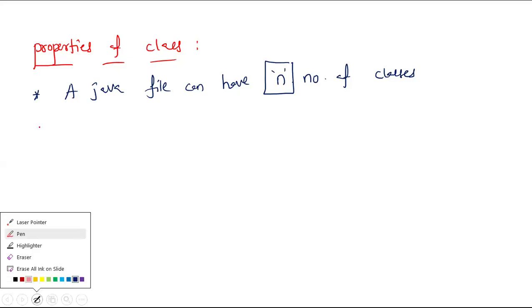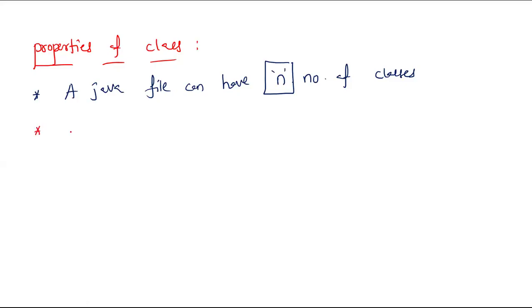Then the next property: a Java file can have how many public classes? I mean, public as the access modifier. How many public classes? Any idea? Only one. Only one public class is allowed in one Java file, or in one .java file.